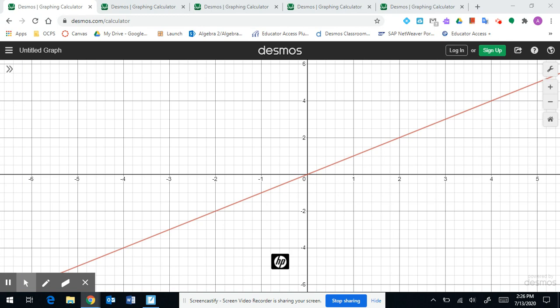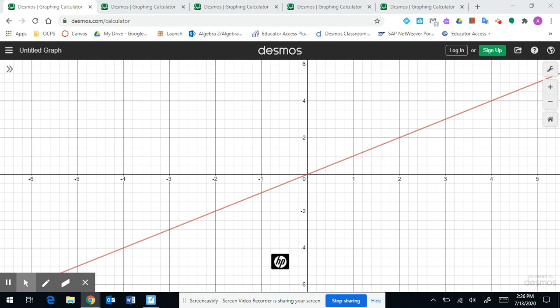Now, domain is all of your x values, and the way that we describe the domain would be naming all of the x values that exist on this line, starting on the left and working our way to the right. We always want to go from least to greatest. Now, if you just look at what's on the screen, the farthest left looks a little more than -6. And then if we move to the right, it looks like the line stops at about 5.5.